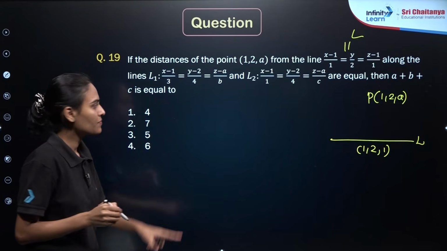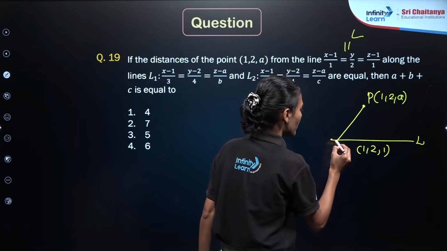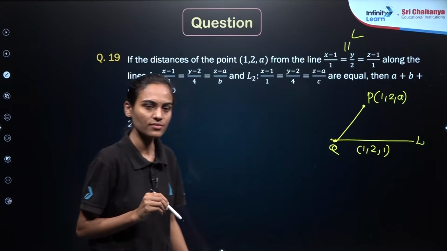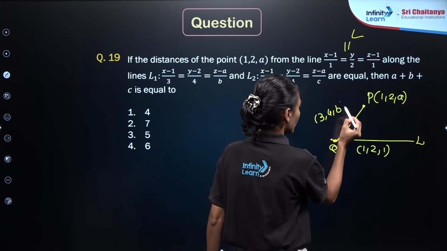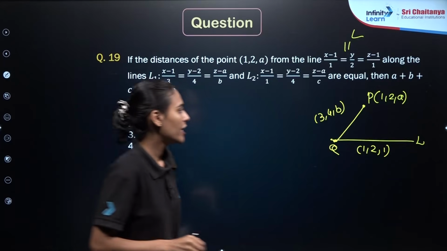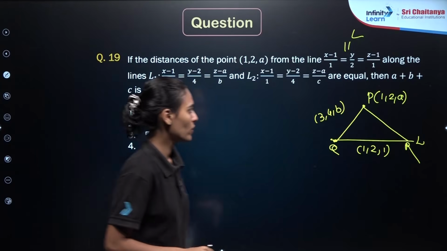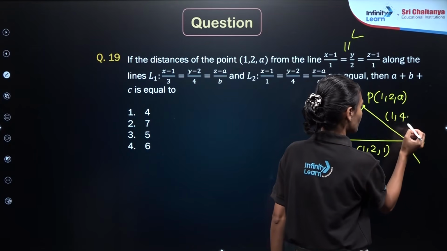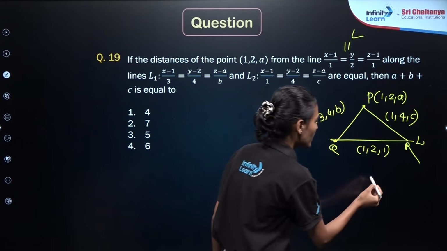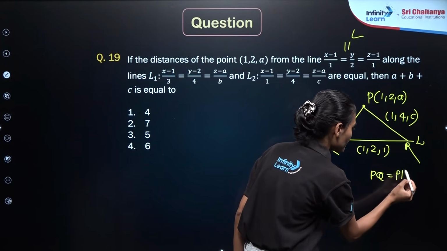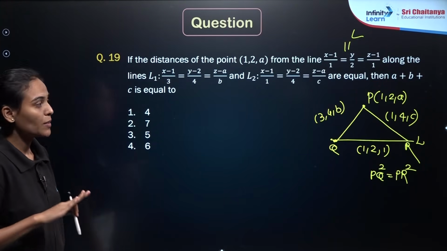Along the line L1, we need to draw a parallel line to L1. Let this be the point Q. Now you need to find PQ. The direction ratios of PQ will be 3, 4, B. Then again along the line L2, let it be PR. Then the direction ratios of PR will be 1, 4, C. They have given PQ is the same as PR, which means PQ square is the same as PR square. Then you need to find A plus B plus C.